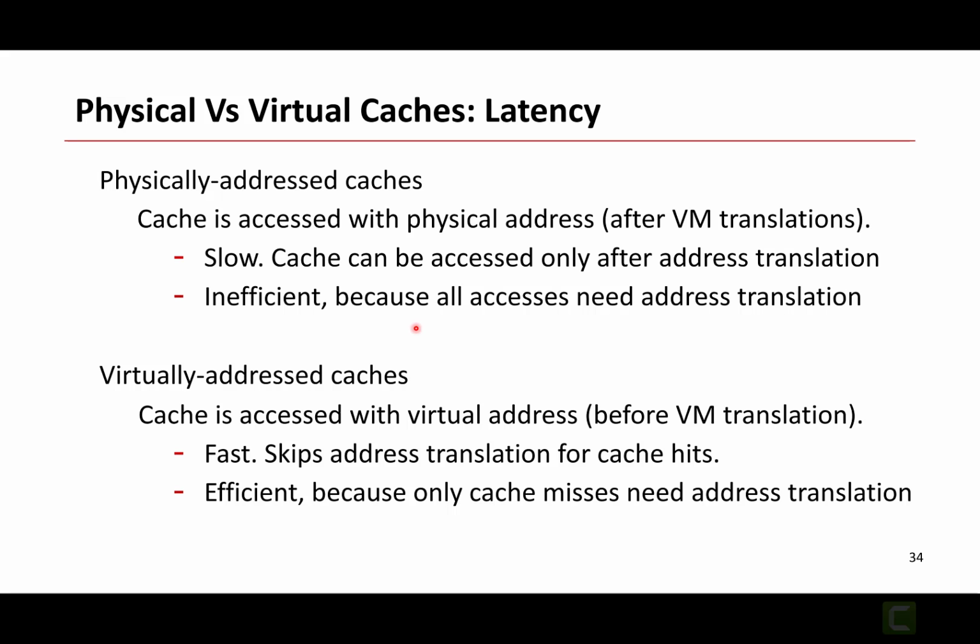All right, so why are physically addressed caches slower? Well, it's slower because you can access it only after getting the address, and it's also inefficient because you have to do this address translation for all memory accesses. So that's kind of bad from the perspective of power and energy of the processor as well. And virtually addressed cache is very nice because I can skip address translation for as long as I have a cache hit. It's only when I have a cache miss I have to do the address translation. So I save a lot of TLB lookups, and therefore I save a lot of power and energy.